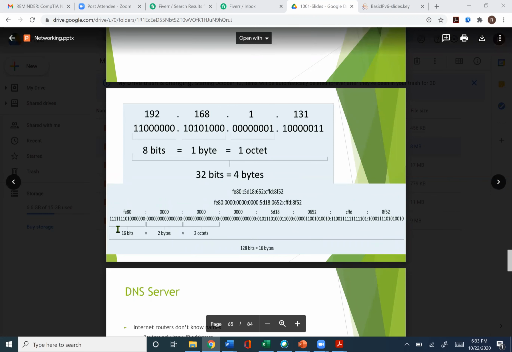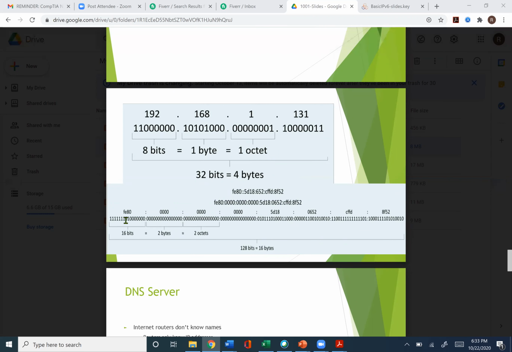Okay, so you see here, 16 bits. 16 bits represents 2 bytes, I'm sorry, 2 octets. Between each column there are 2 octets, which means it's how many bytes? It's 2 bytes and it's 16 bits. Do you guys understand this part, the difference between the octets and the bits? Yes. Okay, you all got this. Good.